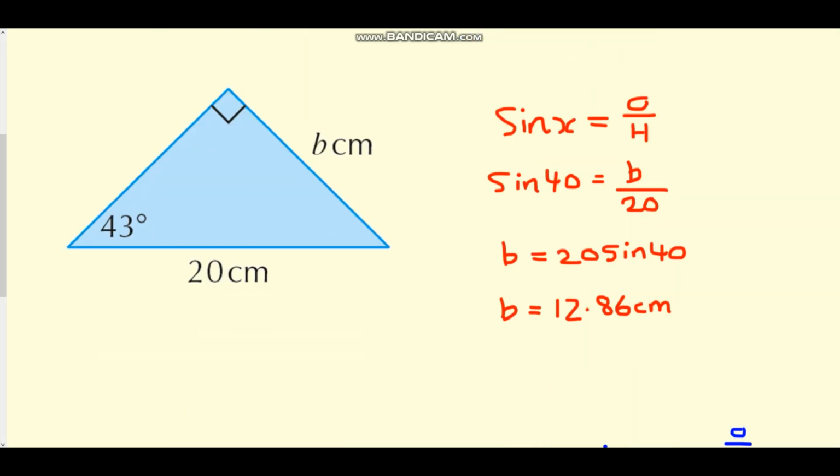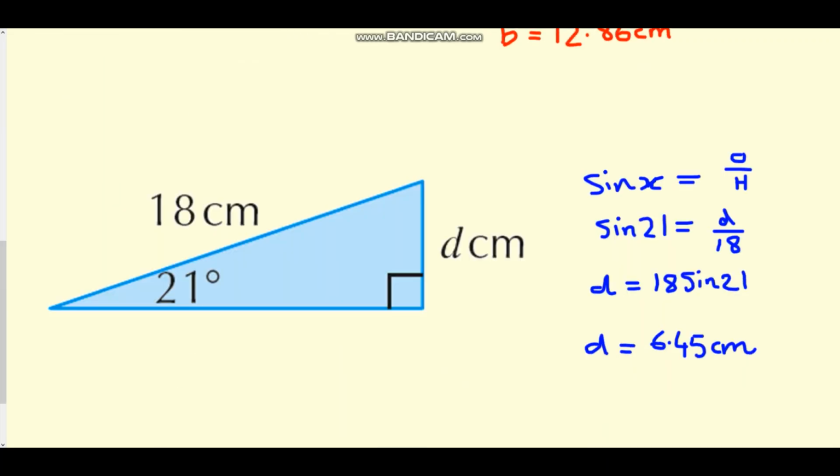In the second one, you should have 12.86 centimeters for B, or your X value for the second one. And for the third one, D is 6.45 centimeters. All three of these triangles use sine X. I wanted to make sure that you had that down and that you could spot that it was sine X in each different case. If you didn't, then you need to go back and look at how SOHCAHTOA works and maybe look at how you identified triangles in that first exercise.